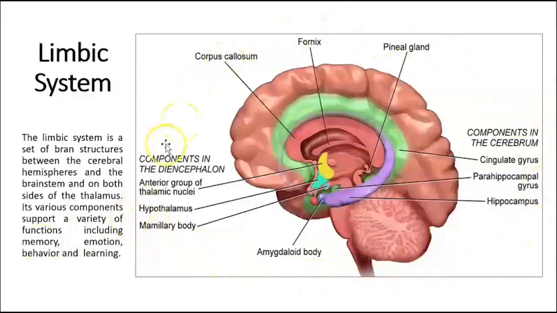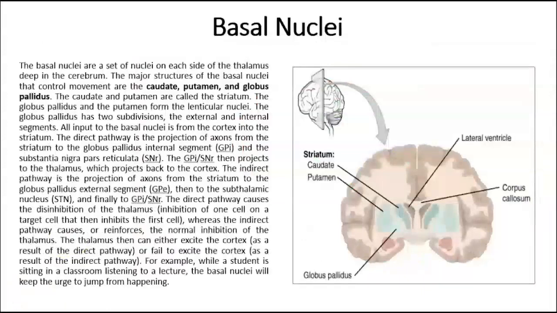Depending on the book that you're going to read, you're going to see that different areas are going to be part of it. But there are three main areas that everybody basically agrees on, which are the cingulate gyrus, the hippocampus, as well as the amygdala. The cingulate gyrus is this one right here on top of the corpus callosum. Right here, you're going to have the hippocampus, and the amygdala. The amygdala is in charge of or in control of emotion, and hippocampus is very important in memory. The next topic is going to be the basal nuclei.